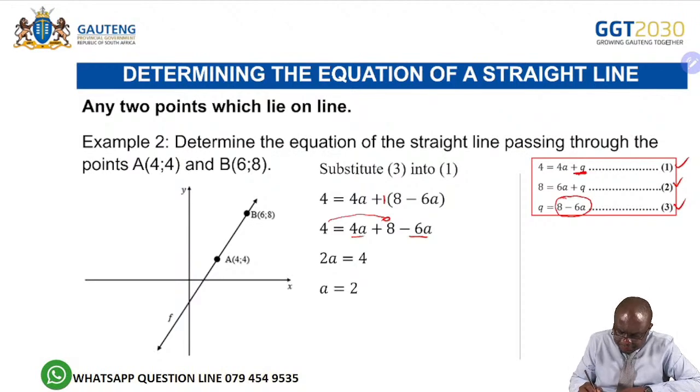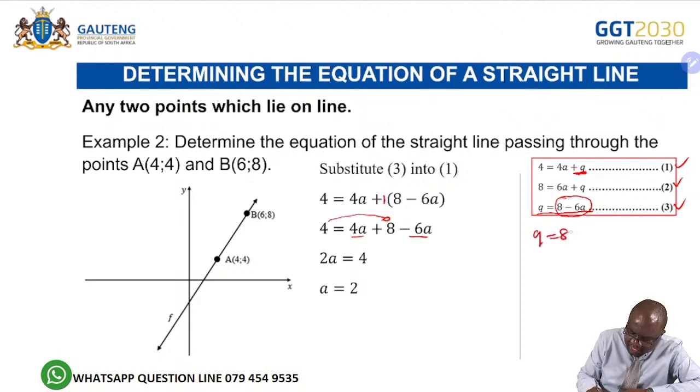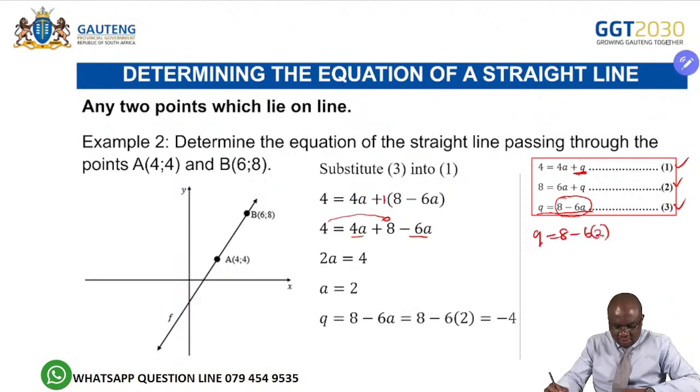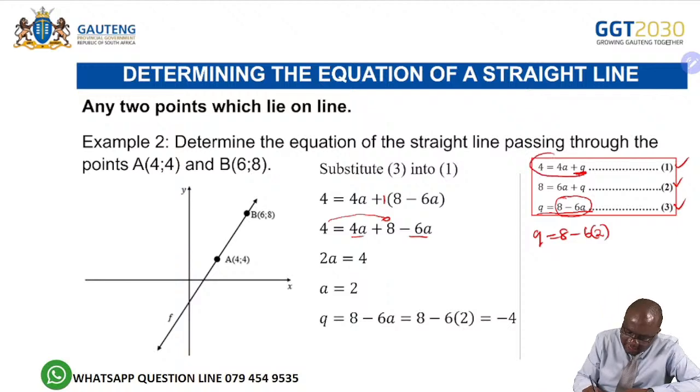And then now we have our a, we can find our q. We can use any of the equations. Do you know that? But I'll just prefer this one because it's already q is equal to. So it's going to be q is equal to 8 minus 6 times 2. You see that? And then q is equal to negative 4 because it's going to be 8 minus 12.